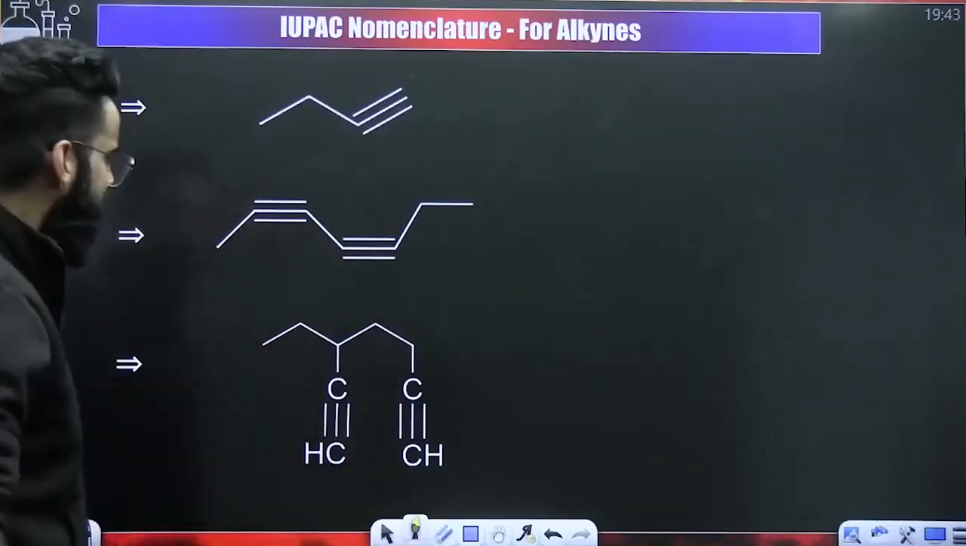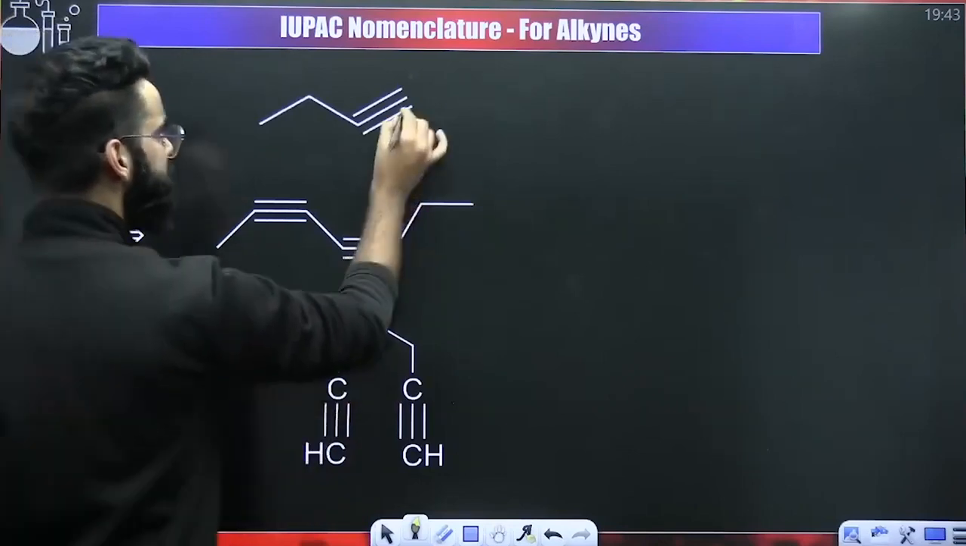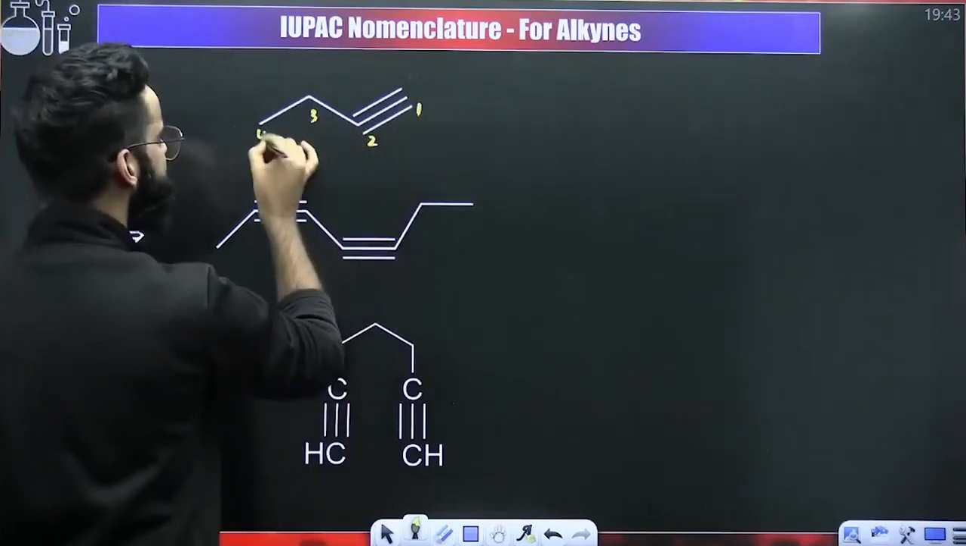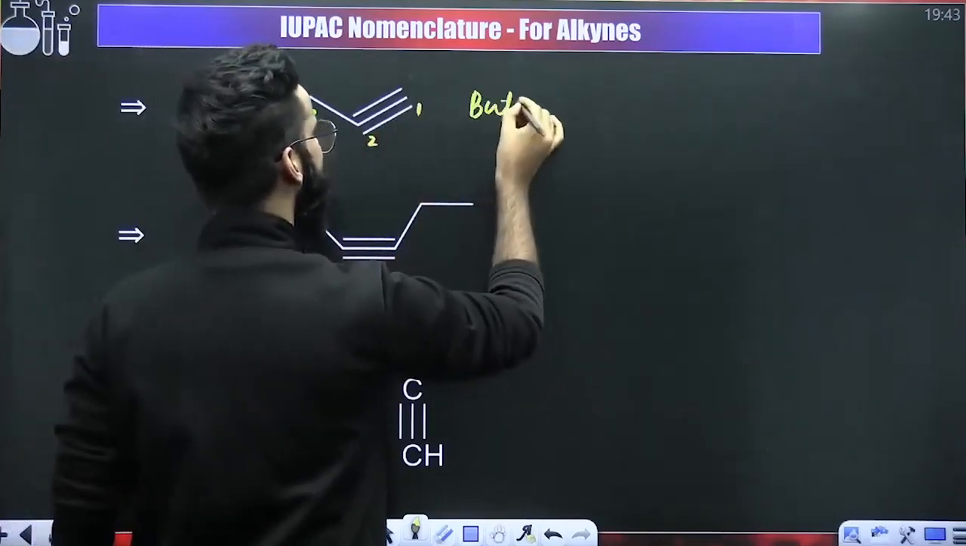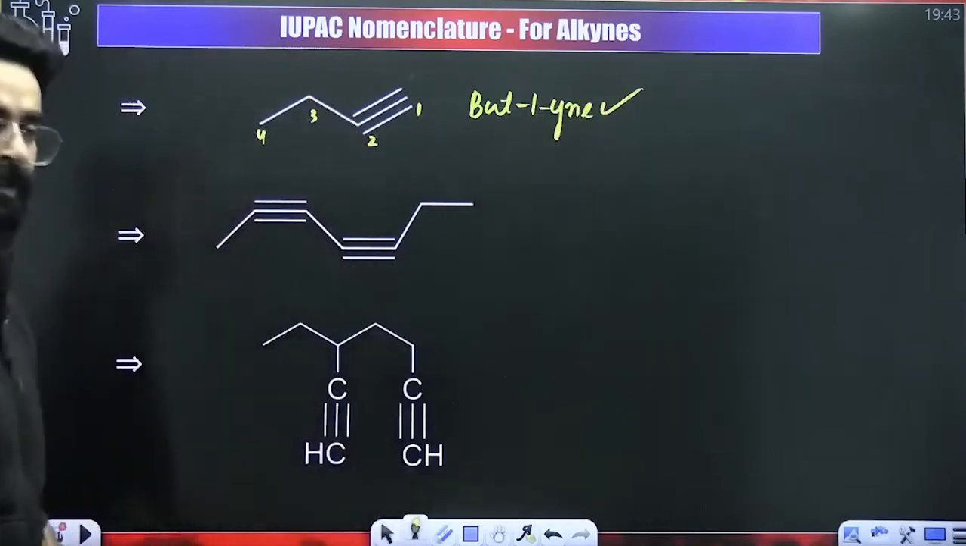Perfect. Now, my dear students, whatever rules we have discussed till now, we are going to use the same rules. Let's call this carbon number 1, this is 2, this is 3, this is 4. So it's going to be but. At carbon number 1, it's going to be ine. So but-1-ine. Perfect.